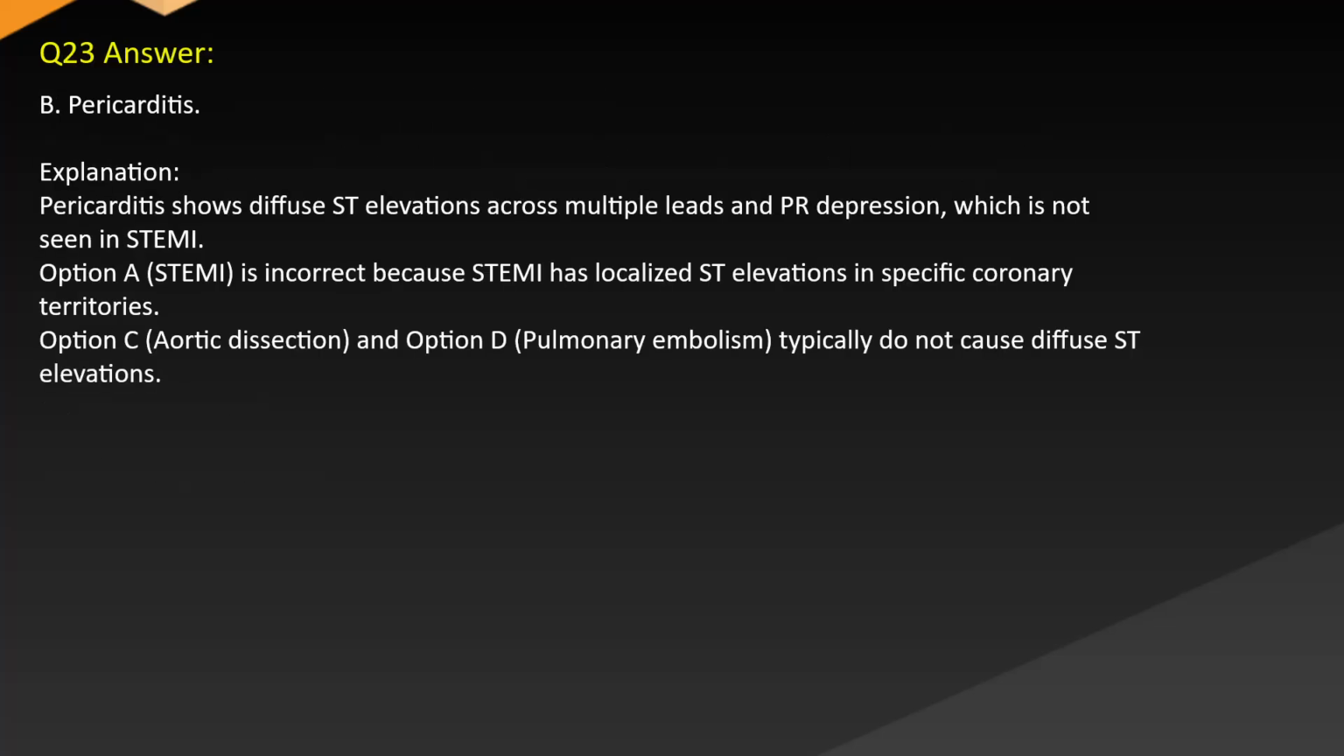Answer: B. Pericarditis. Explanation: pericarditis shows diffuse ST elevations across multiple leads and PR depression, which is not seen in STEMI. Option A, STEMI, is incorrect because STEMI has localized elevations in specific coronary territories. Option C, aortic dissection, and option D, pulmonary embolism, typically do not cause diffuse elevations.